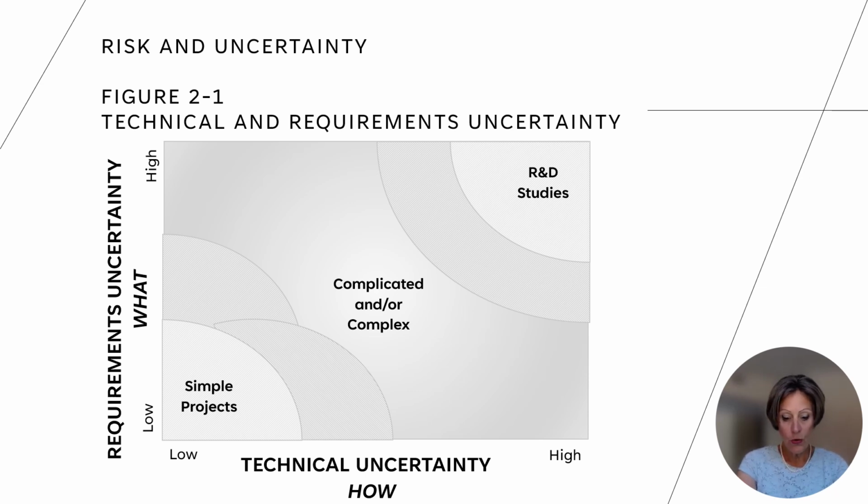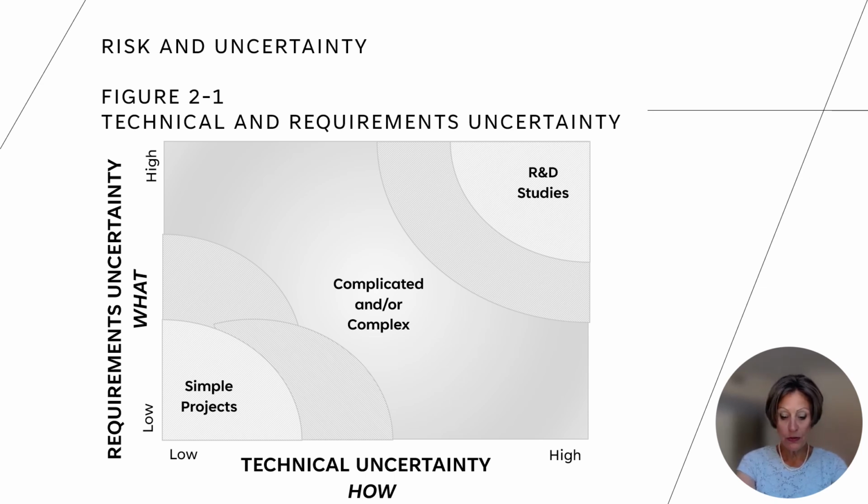In the lower left corner of Figure 2-1, both technical and requirements uncertainty are low, meaning we know how to do the work and what outcomes are expected. These types of projects lend themselves to predictive NPD processes like Waterfall, the scientific method.